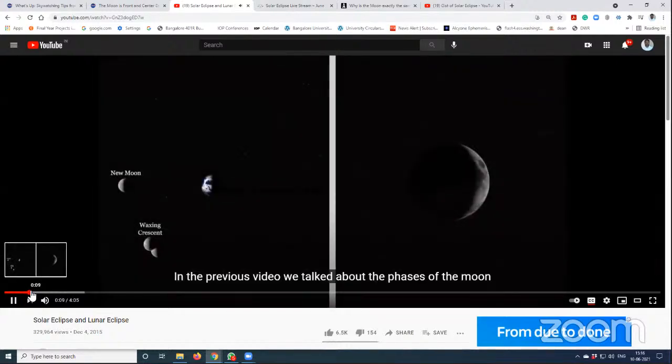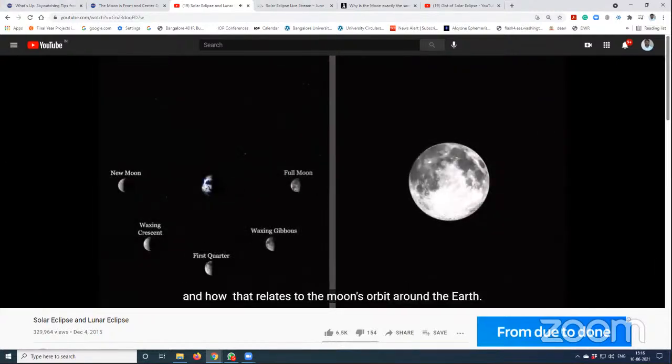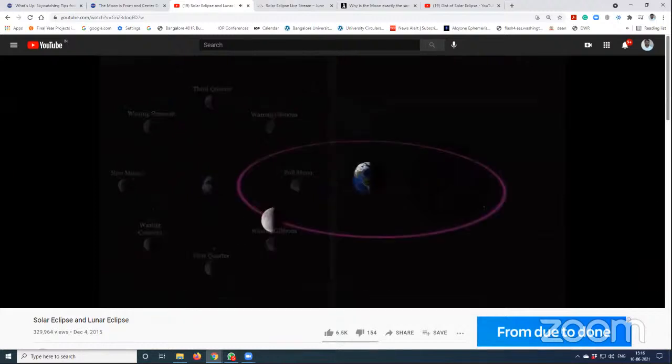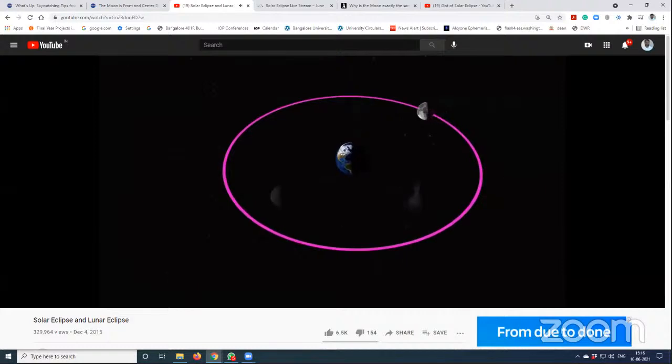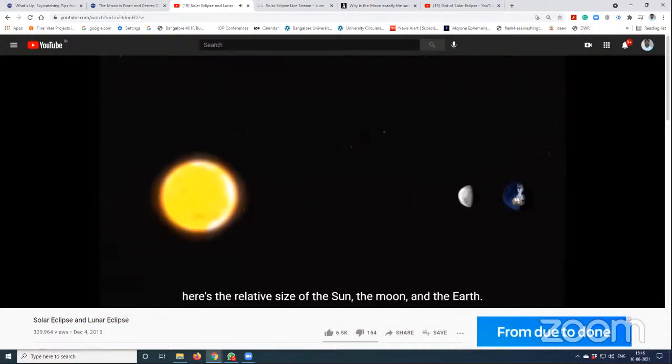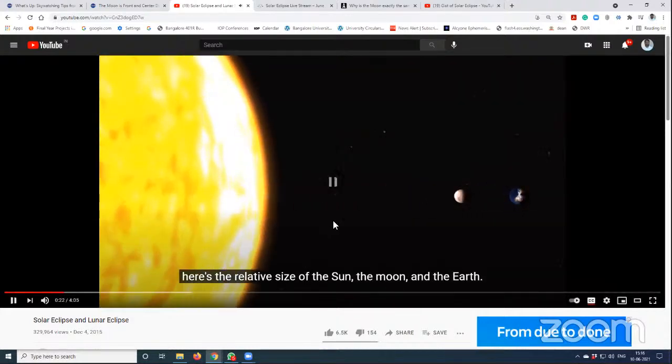In the previous video, we talked about the phases of the moon and how that relates to the moon's orbit around the Earth. It might be helpful to watch that video first. To put things in perspective, here's the relative size of the sun, the relative size of the moon, and the relative size of the Earth, and the distance of separation.